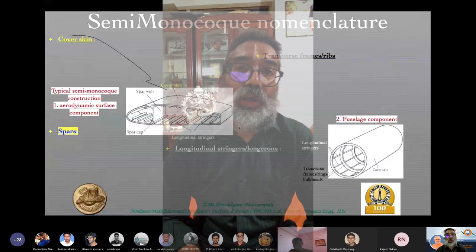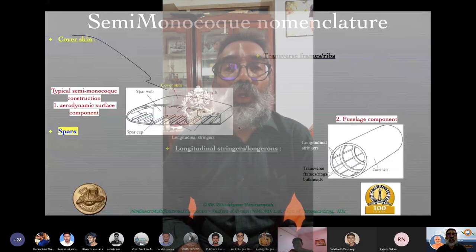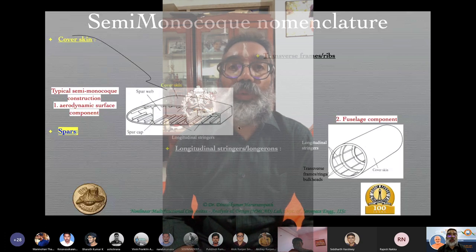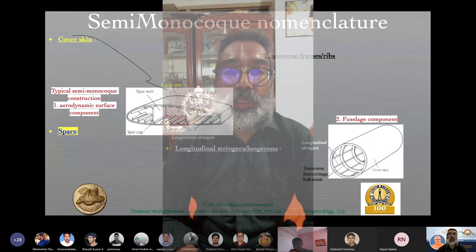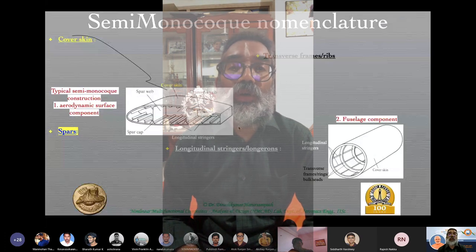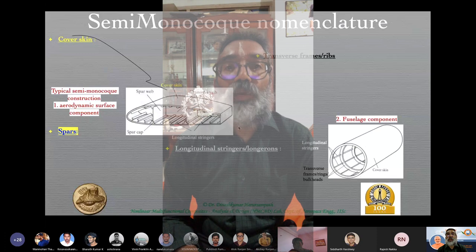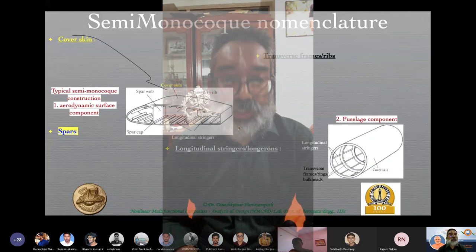But of course, yaw and roll are coupled, so the ailerons on the wing would be contributing towards that as well. But predominant stabilization, so to speak, is contributed by the empennage, by which we mean the horizontal tail, vertical tail, and the entire structure onto which it is mounted. That whole region is called the empennage.